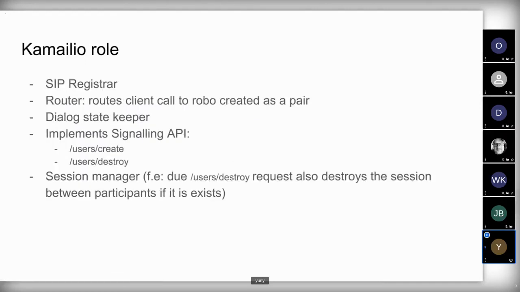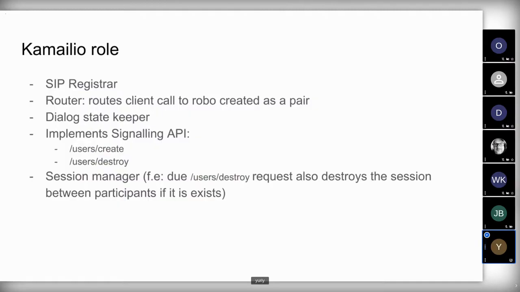Why Kamailio? What is Kamailio's role here? Again, this is a SIP registrar, right? It's a router, as I said before. It's a dialog state keeper. So keeper means SIP dialog state keeper. It receives SIP messages, makes this interaction possible between users, and it implements a signaling API. So it has users create and users destroy. User destroy also interacts with the session manager. For example, if we call a users destroy request for a live session, it will destroy the session between participants as well.